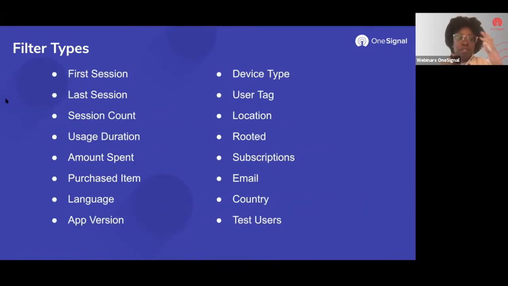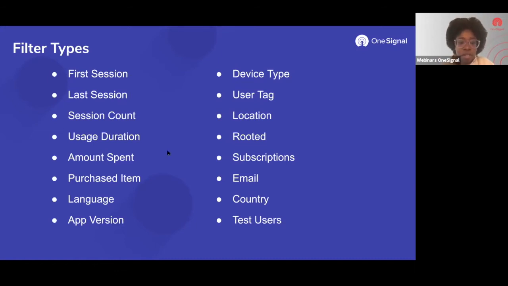Perfect. So here's a quick overview of the filter types. Again, we will go over this once we hop into the platform, but did want to at least list them here visually. You can see you can create filters based on the first session. So the first time someone logs into your app or website. The last session, so the last time they visited your website or opened your app. Session count, that's the number of times they visited your app or opened your website, as well as the usage duration. So just the amount of time they've actually spent in your app or on your website.